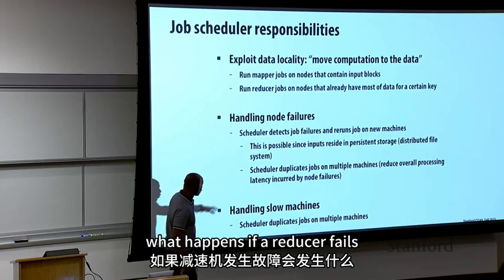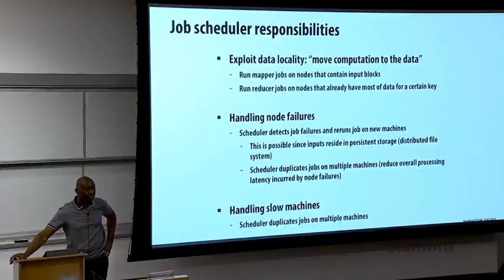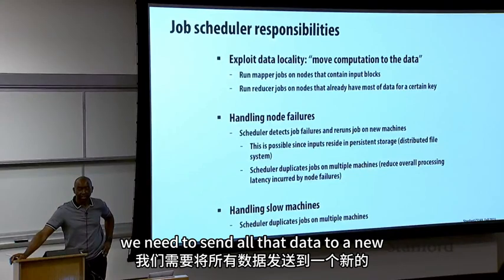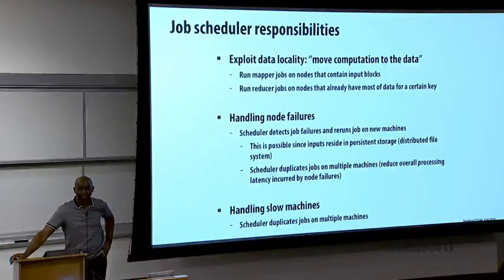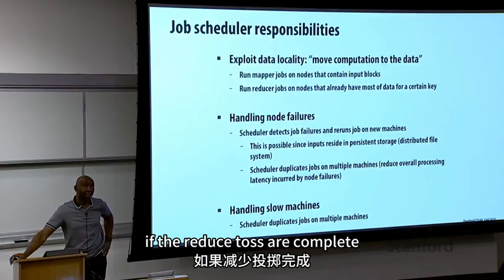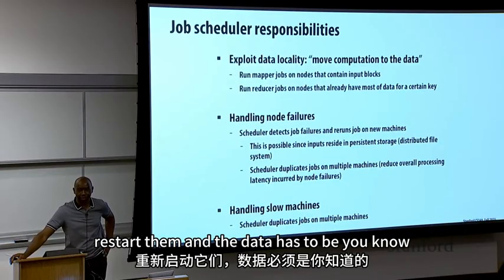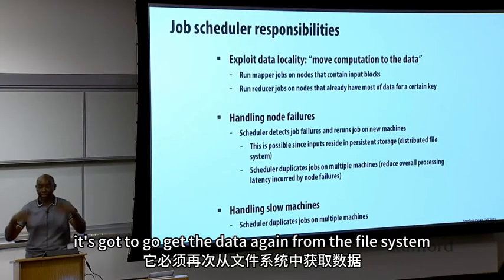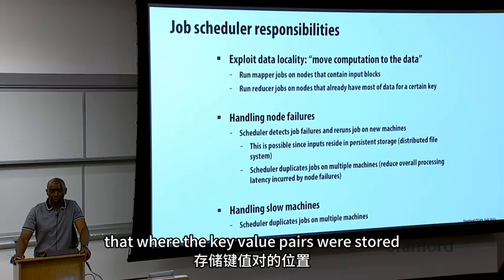So what happens if a reducer fails? Yeah. We need to send all that data to a new reducer. What if it fails after it's done? Does it matter? If the reduce tasks are complete, then it doesn't matter. But if they're in the middle, then you've got to restart them, and it's got to go get the data again from the file system where the key value pairs were stored.